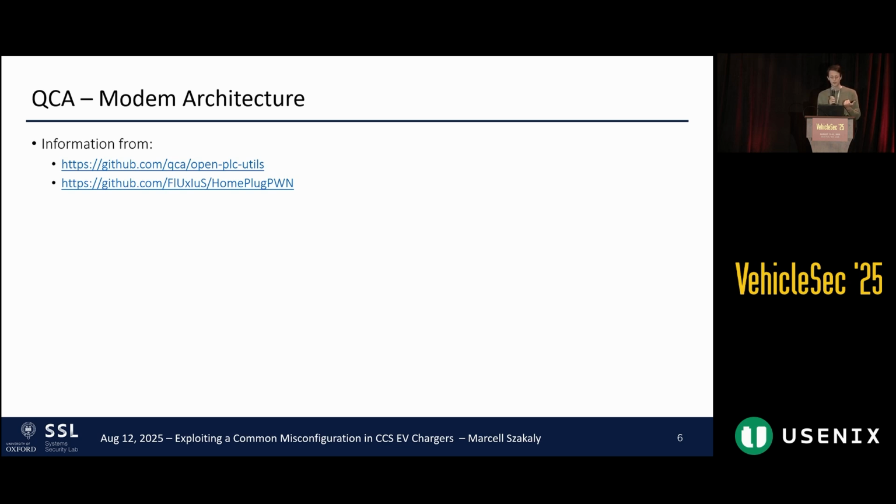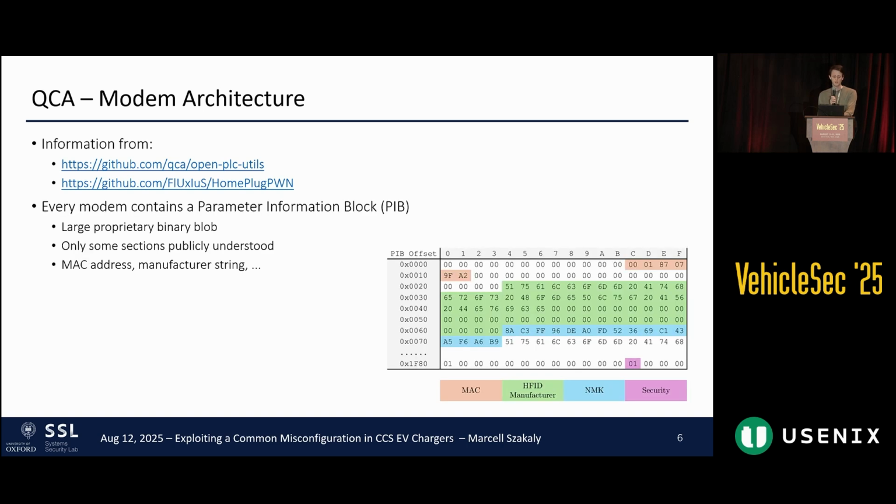First of all, the OpenPLC utils package, which is essentially for home users who use Powerline at home, because it turns out it's the exact same technology that you would use if you bought these Ethernet over Powerline adapters. They have released a set of configuration tools that you can use to set up your home network, to override their configuration and do all sorts of important things. The other project we used was HomePlug Pawn, which was made by a researcher who looked into these chips and reverse engineered some of their features.